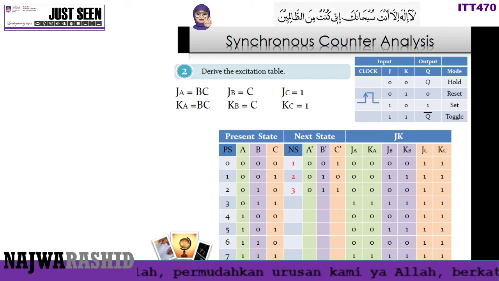Then you identify the next value based on JA and KA. 1, 1, so that means toggle from 0 to 1. 1, 1 here, toggle from 1 to 0. And then this one also toggles, 1, 1 to 0. So you get number 4, 1, 0, 0.